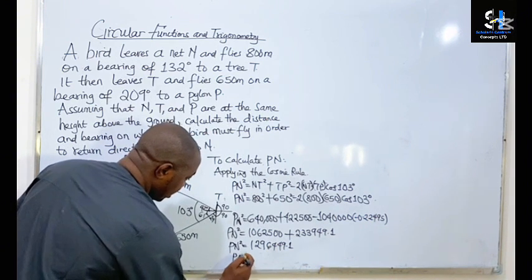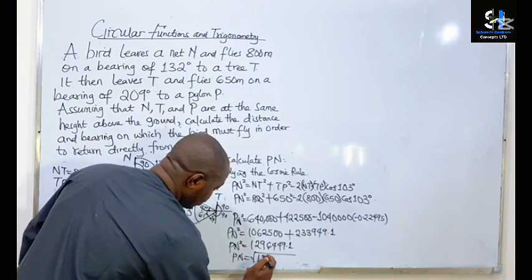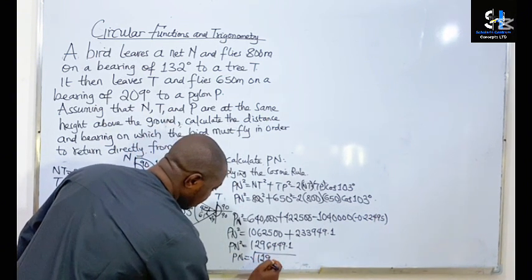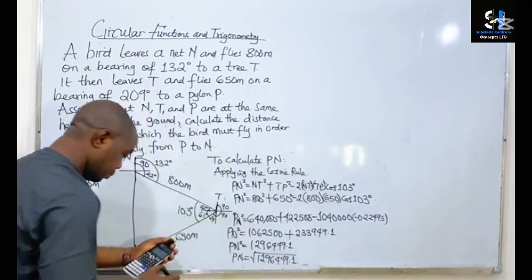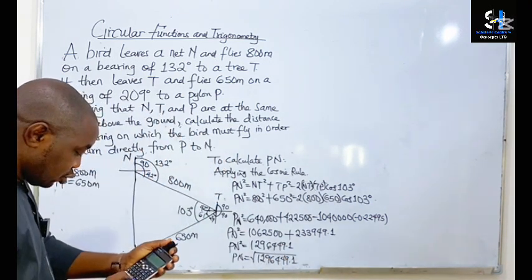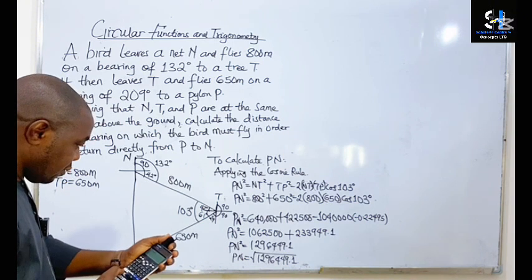So PN squared equals 1,296,449.1. So PN will be equal to the square root of 1,296,449.1.